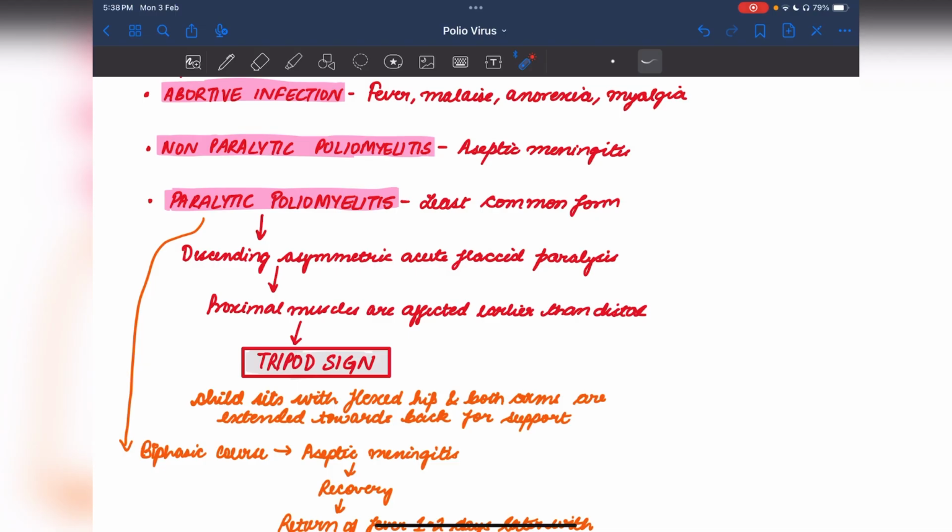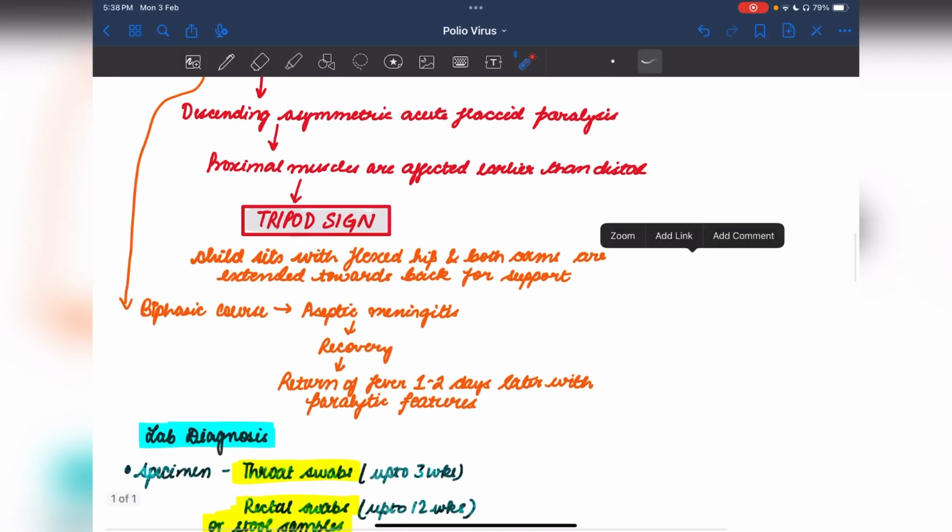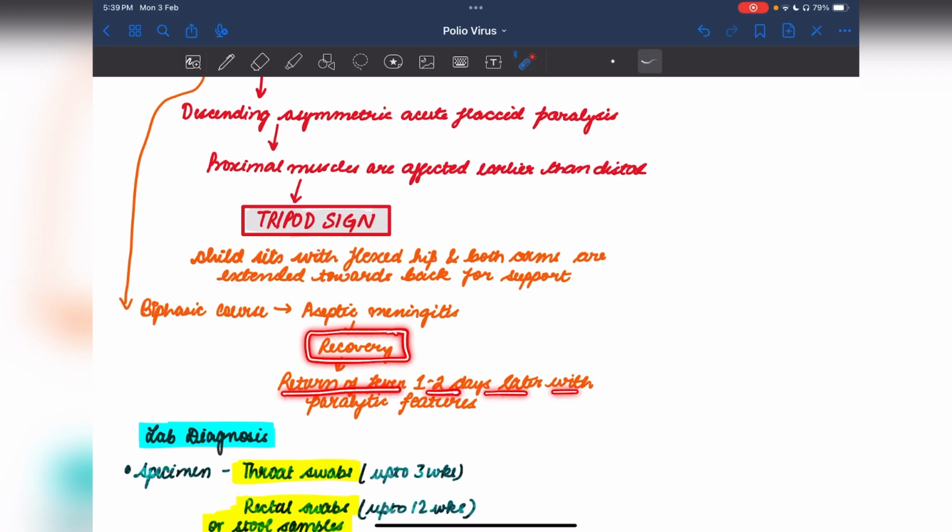In paralytic poliomyelitis, you will find a biphasic course. That means firstly there will be aseptic meningitis, like non-paralytic poliomyelitis. There will be recovery and again there will be return of fever 1 to 2 days later with paralytic features. So that is showing the biphasic course.